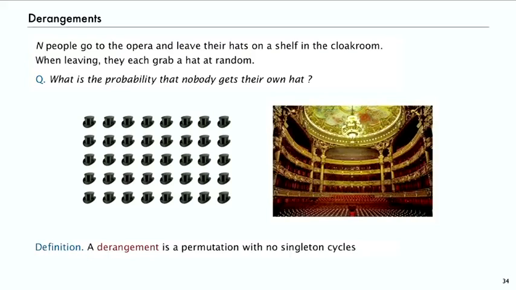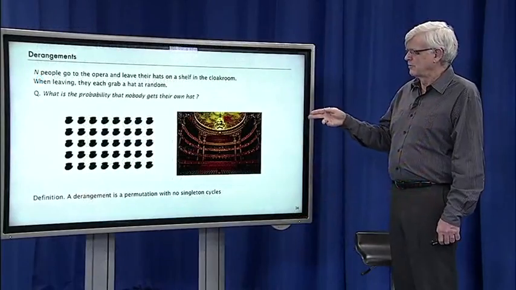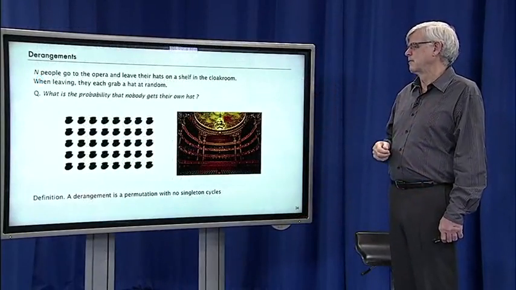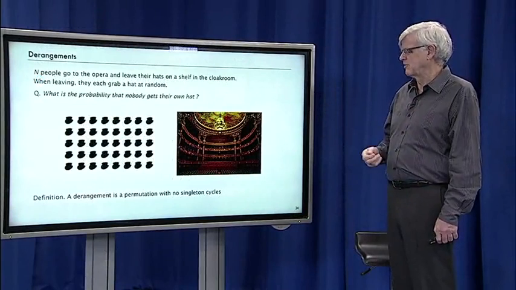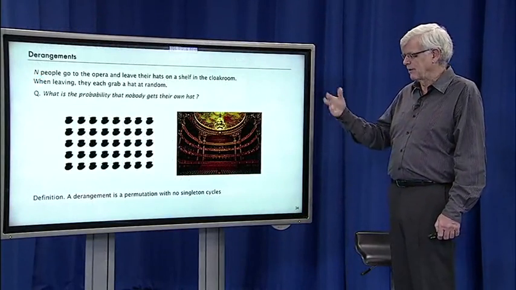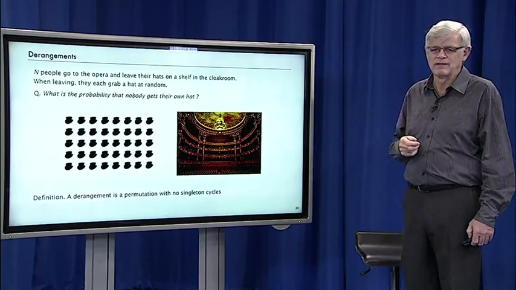In terms of combinatorics, we refer to this as a derangement. Nobody gets their own hat. That means there's no singleton cycle. Getting your own hat means that if you're in position 4, it's the fourth item, and that's a singleton cycle. So the question is, what's the probability that a permutation is a derangement, or how many derangements are there?